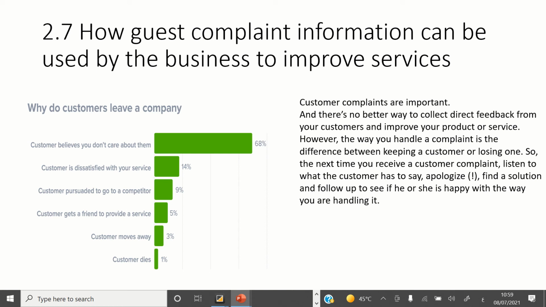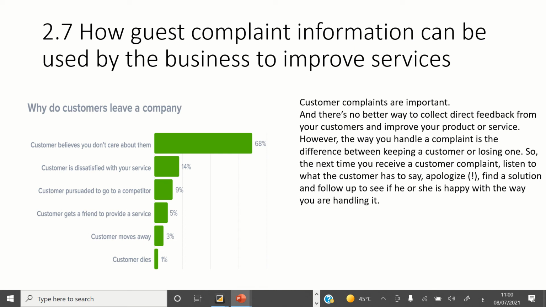How can we use complaints to improve the business? Customer complaints are important for a business to improve its services and products. There is no better way to collect direct feedback from customers and improve your product or service. So it's important to know how your guest feels about the service or a product by collecting their feedback.